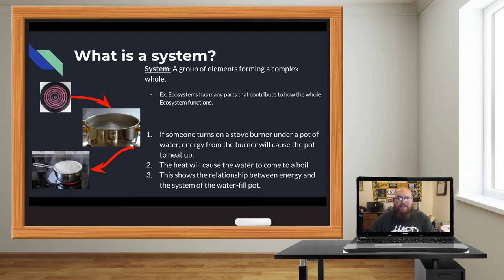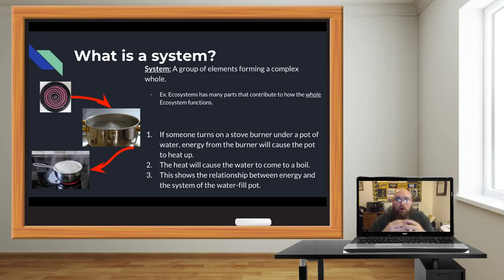Well then, what really is a system? Let's talk about that real fast. A system is a group of elements that form a complex whole. So all of these little parts come together to make a much larger whole system. So one system could be your stove. If someone turns on the stove burner and it's underneath a pot of water, energy from that burner will cause the pot to heat up. We learned that in heat transfer. The heat will then cause the water to come to a boil.